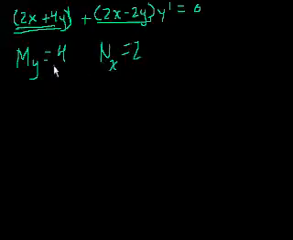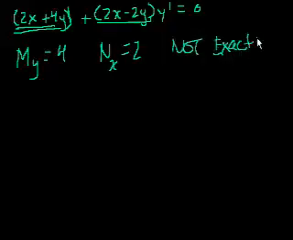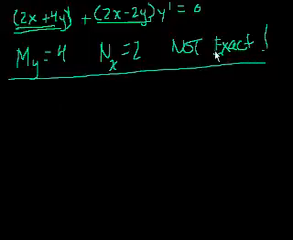This is 0. So the partial of m with respect to y is different than the partial of n with respect to x. So this is not exact. Not exact. So we can't solve this using our exact methodology. So that was a fairly straightforward problem. Let's do another one. I'm running out of time, so I want to do one that's not too complicated.